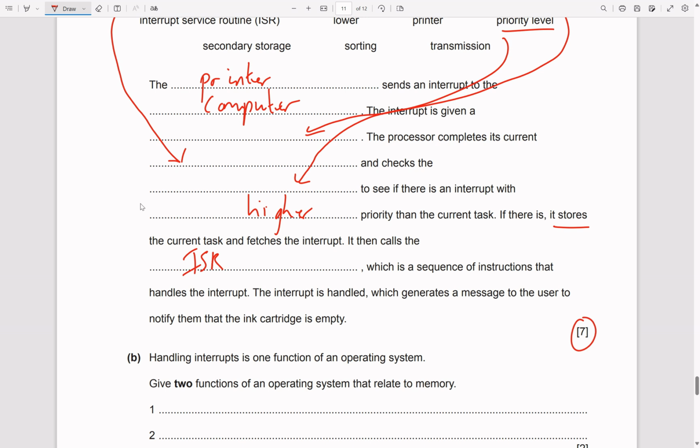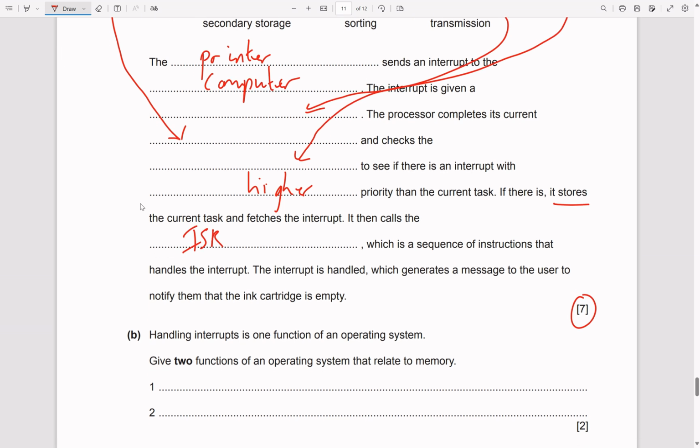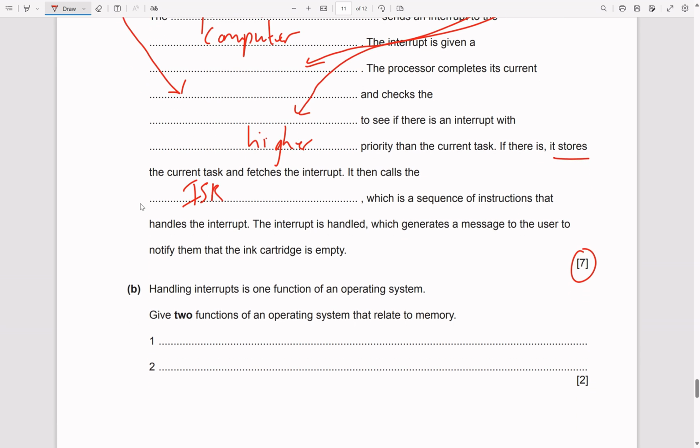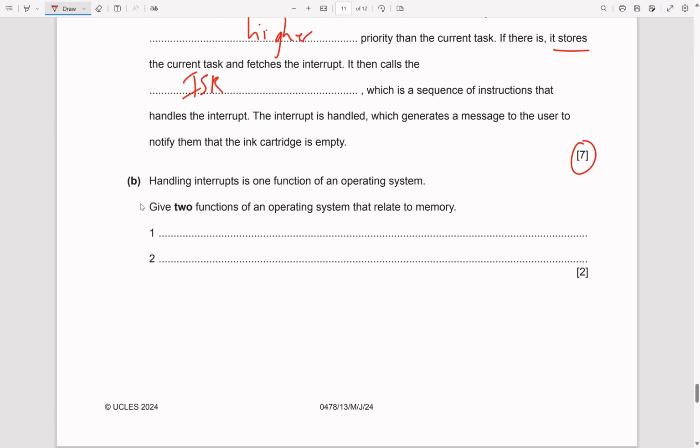This one is quite difficult for 7 marks. If you know it, maybe it's quite an easy 7 marks. But if you've got no idea about interrupts, then honestly, there's a lot of people that will probably just be getting 0, maybe 1, 2. That's where you need to know in quite a lot of detail.